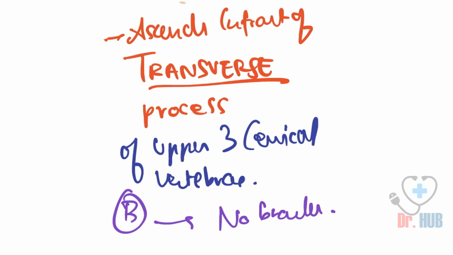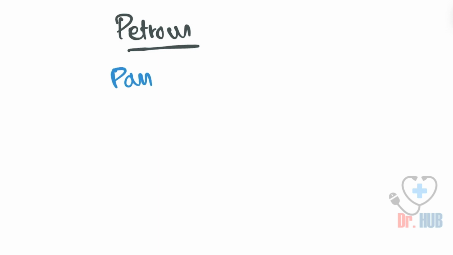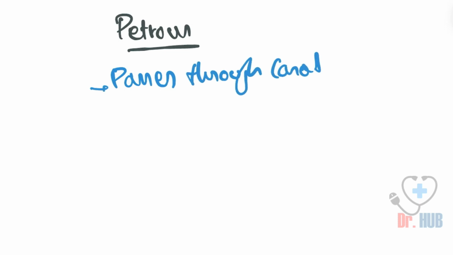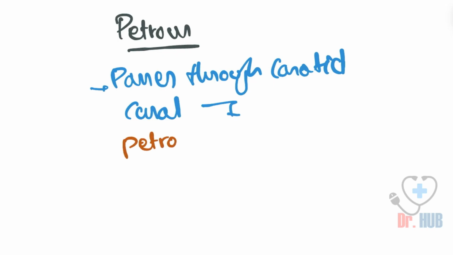Next, after the cervical part, we look at the petrous part. So what is the petrous part? The course is that it passes through the carotid canal. It passes through the carotid canal, and it is present in the petrous part of the temporal bone.